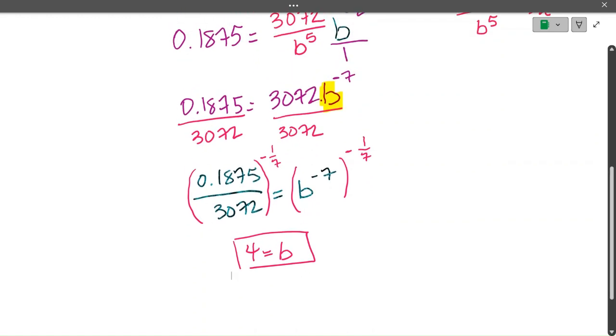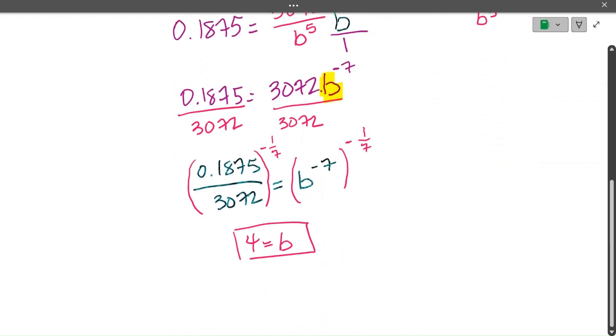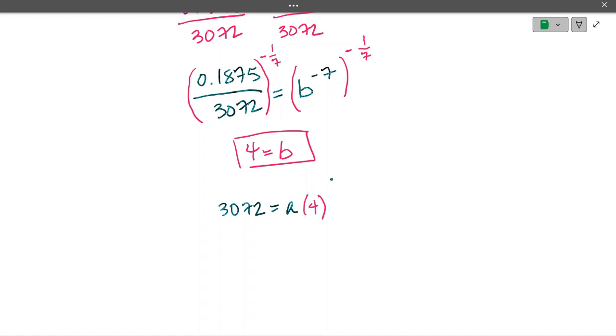So I'm going to come back up and I'm going to pick one of my equations. And again, I'm going to pick the one that doesn't have the decimal just because I think I prefer to work in that way. So I'm going to say 3072 equals a. Everywhere I see b, I'm going to put in 4. And this was to the power of 5. So the next thing I'm going to do is figure out what 4 to the power of 5 is, because that's a number. So when I do that, I find that 4 to the 5 is 1024. And then it's still multiplied by a.